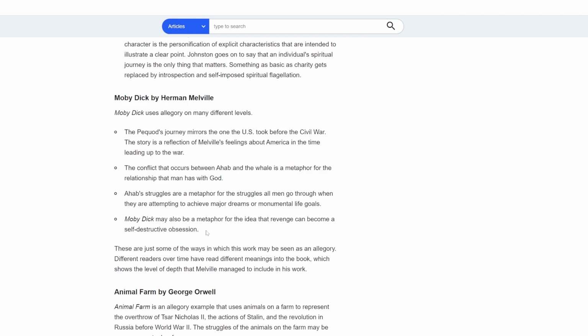But most of the time when people talk about Moby Dick as an allegory, they're actually talking about this one: the metaphor of the idea that revenge can become a self-destructive obsession. And that is a huge element of Moby Dick. Literally, spoiler alert for this 100-plus-year-old story, Moby Dick is an extremely old story about how one man, Ahab, is on the lookout for a white whale.